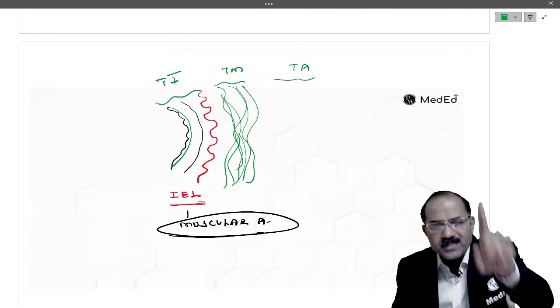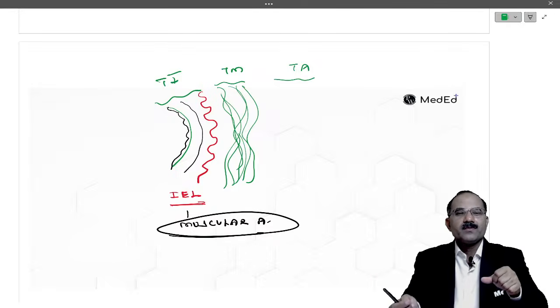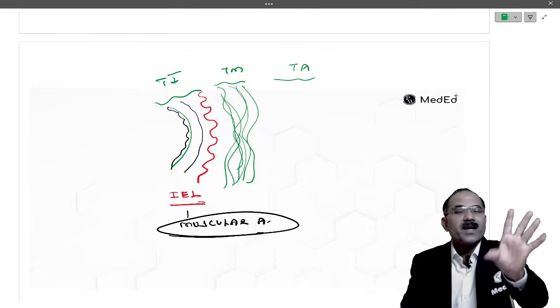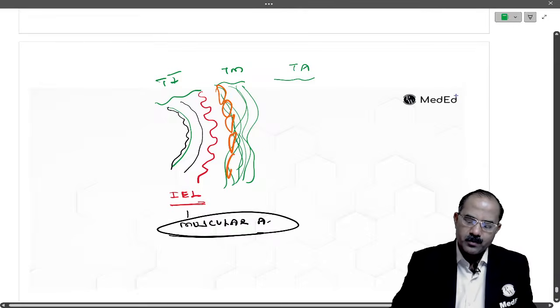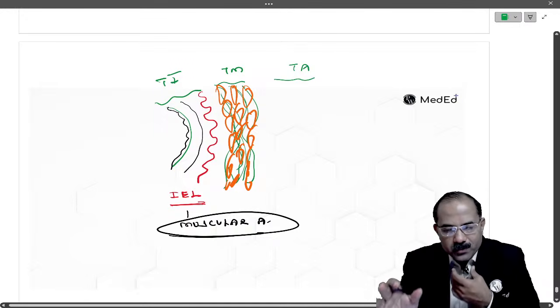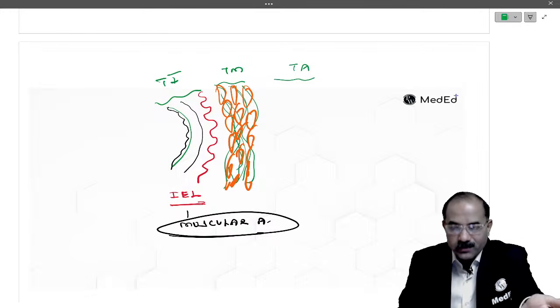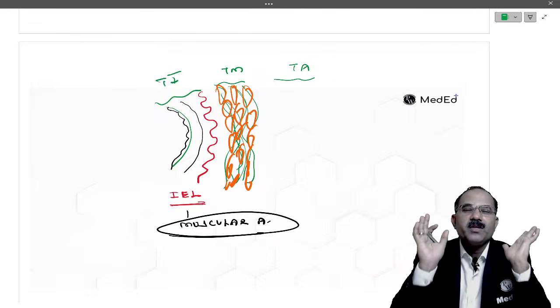Doesn't mean it is absent in elastic artery. No, it is there in elastic artery also. But it is very prominent in muscular artery. Why? Because muscular artery will contain a large number of smooth muscles. I draw this as smooth muscles. So tunica media of a muscular artery contains smooth muscles, and this internal elastic lamina, which is made up of elastic fibers, stands out prominently between the smooth muscles.